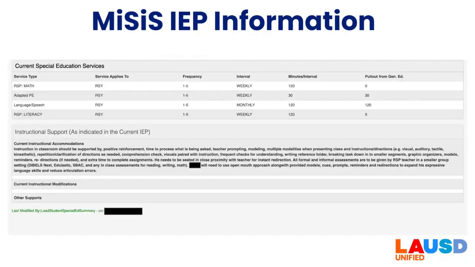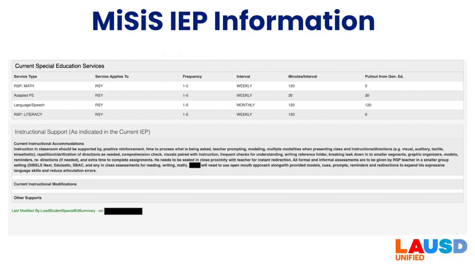On this MySys screen, we can see the current special education services page. It lists the RSP math and literacy minutes in addition to speech and language and adapted PE minutes. For example, adapted PE is 30 minutes weekly and language and speech is 120 minutes monthly. As a side note, RSY stands for regular school year.